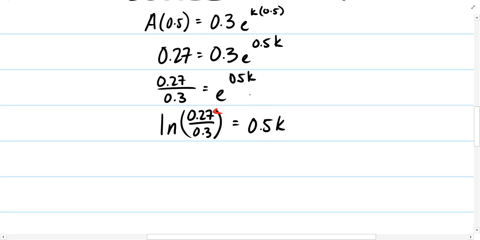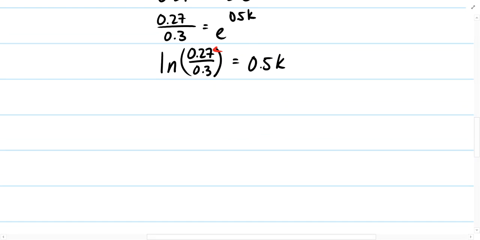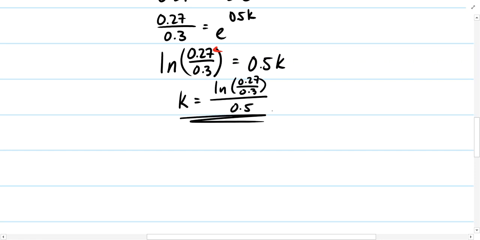So now to isolate k, our growth rate, we can divide both sides by 0.5. And k is equal to the natural log of 0.27 divided by 0.3, and all of that divided by 0.5. And that calculation will represent our growth rate.